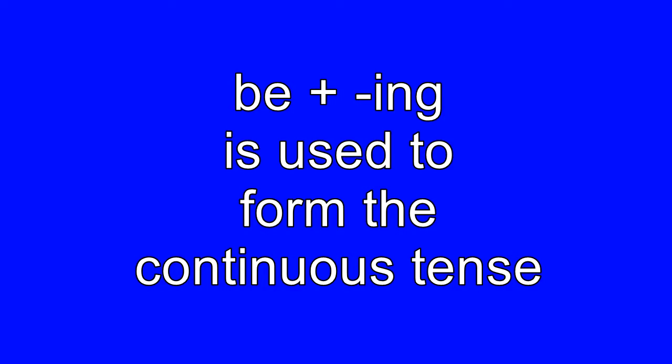Okay, so when we have be as an auxiliary verb, we can use it like the following. With the ing form of the main verb to form continuous tenses. So when you have be plus ing, it becomes continuous tense. You can use be with ing to make a continuous tense.